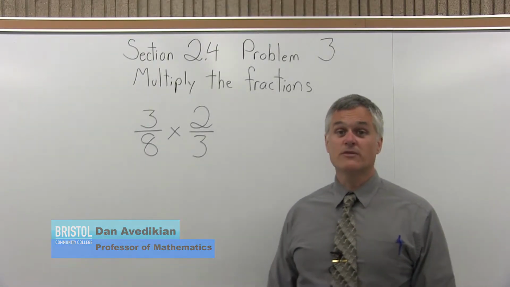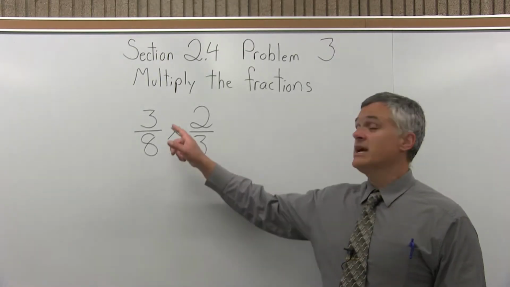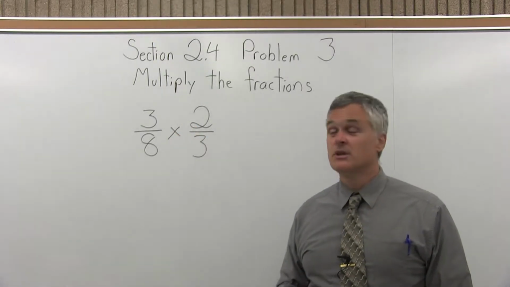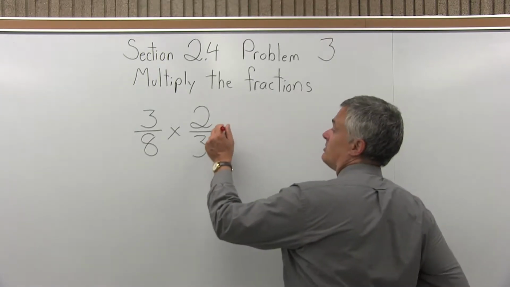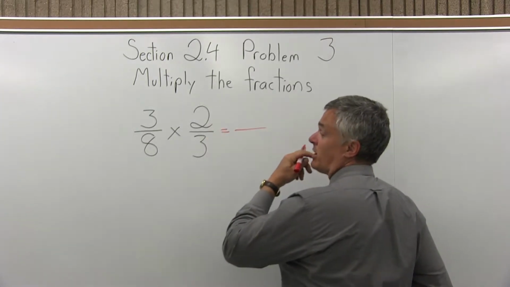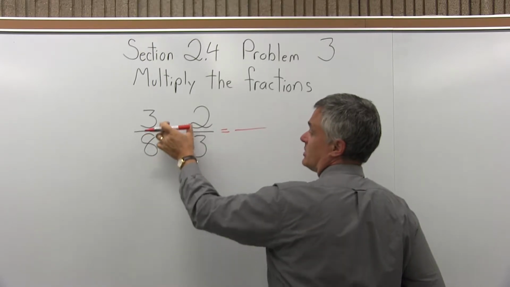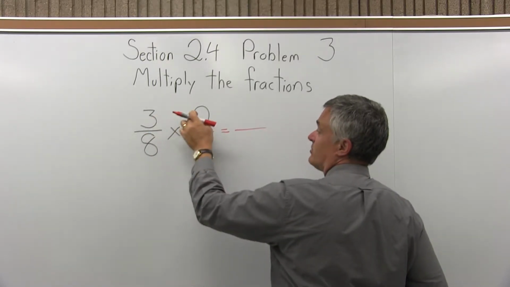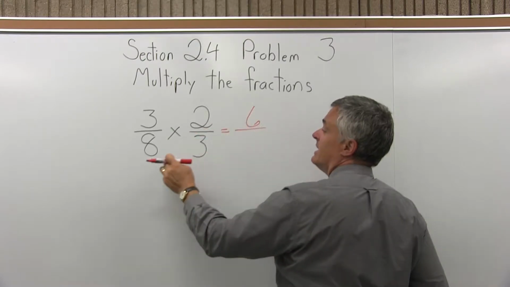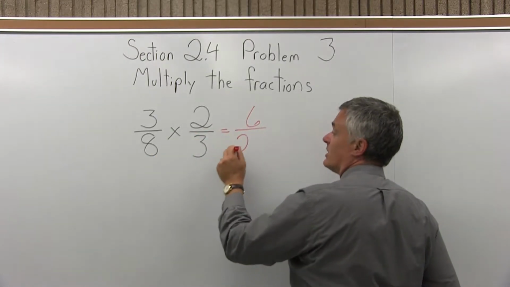It says multiply the fractions, and we have 3/8 times 2/3. So when you multiply fractions, you want to multiply top times top, bottom times bottom, or more accurately, you could say numerator times numerator and denominator times denominator. So across the top, you have 3 times 2, which is 6, and then 8 times 3, which is 24.